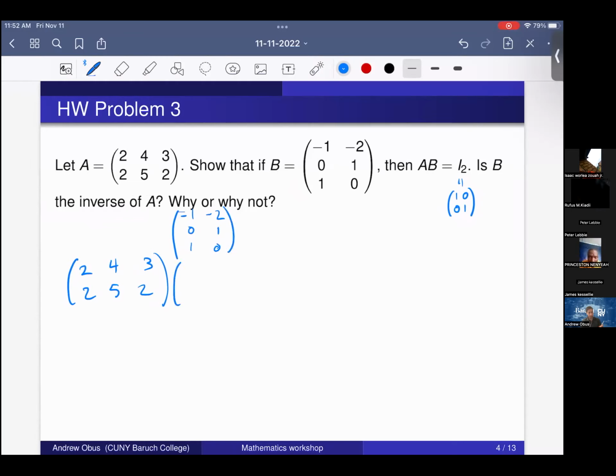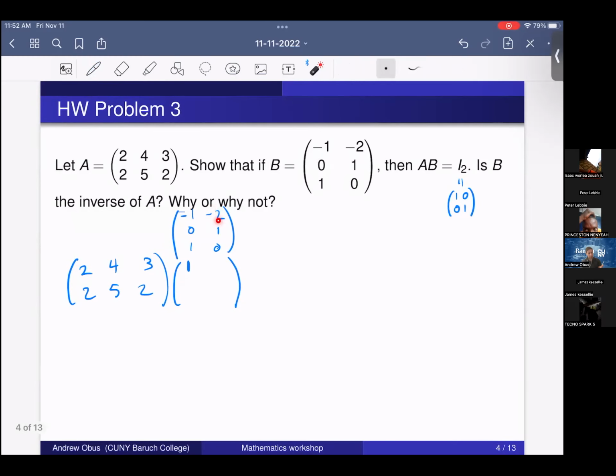And so what happens when I multiply these? So just for time, I'm going to do this. So what do we have? We have the 2 times the -1 is -2, plus 4 times 0 is still -2, and then plus 3 times 1, which is going to be -2 plus 3, which is 1. So we get a 1 over here.